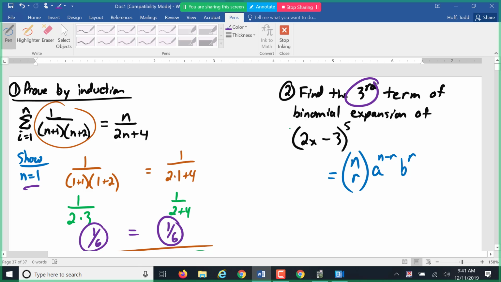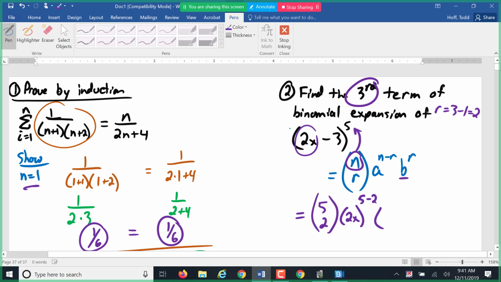So if we want the third term here, r is 3 minus 1, or 2. N is just this power. So our third term is 5 choose 2, 3 minus 1 gives us the 2, of a, in this case, is the 2x. So 2x to the power of 5 minus 2. B, in this case, is negative 3. So this will be negative 3 to the power of 2.